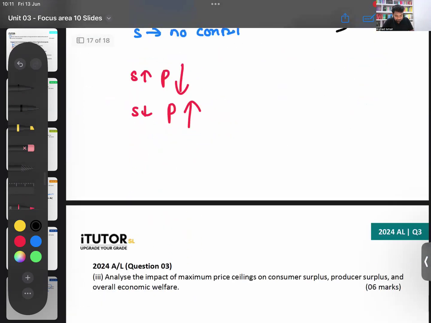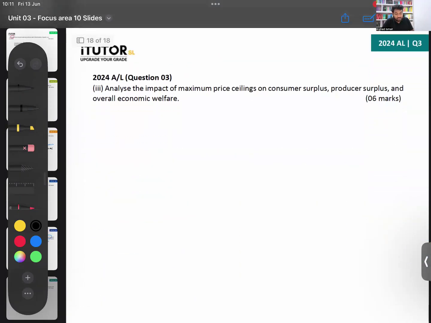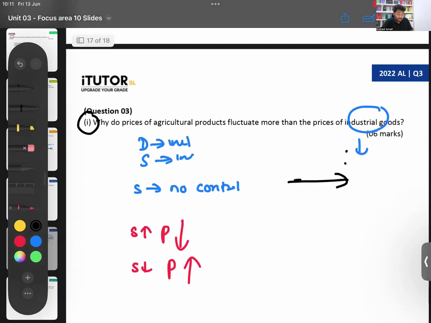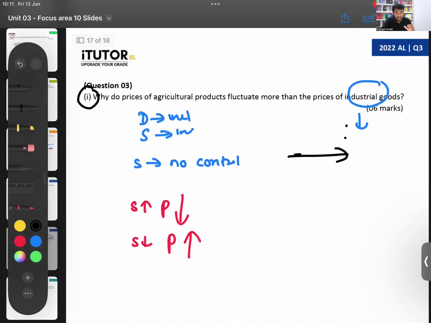Then the next one. Okay. The 2024 question, that's the latest question that you have. Supply is inelastic. No, demand is inelastic because it's an essential good. Supply is inelastic because if you take agricultural goods, you can't increase the supply all of a sudden. If the price of an agricultural good increases, you can't increase supply tomorrow.